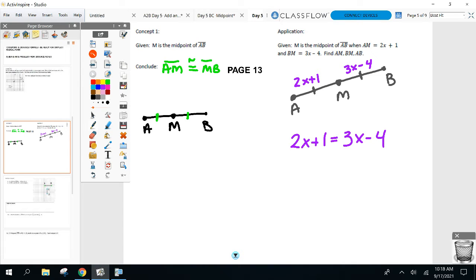Good. All right, use your algebra skills. This is a 3-part question. I'll let you go. Find X, find AM, BM, and AB now. So you should have 4 answers at the end. X, and then the length of every line segment.